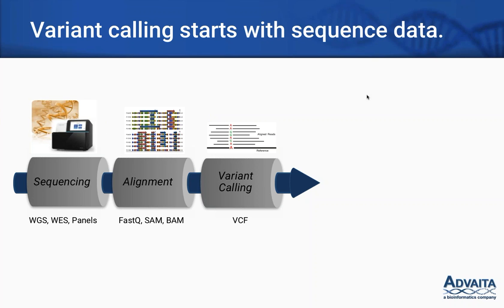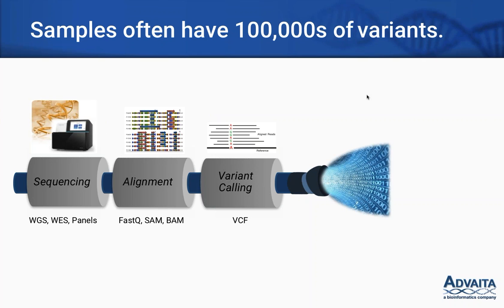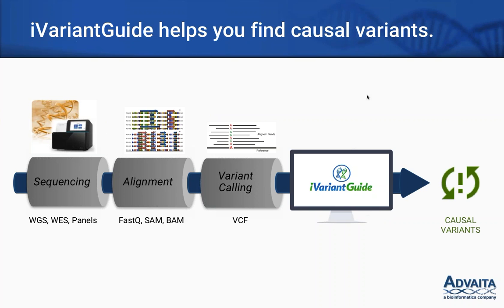for variant analysis. The problem is that for a single sample, VCFs often contain hundreds of thousands of variants, which if you're trying to organize using a spreadsheet program can feel like wrangling a fire hose. That's where iVariantGuide comes in. We wrangle the VCF so that you can quickly filter your hundreds of thousands of variants into a short list of candidates of causal variants.